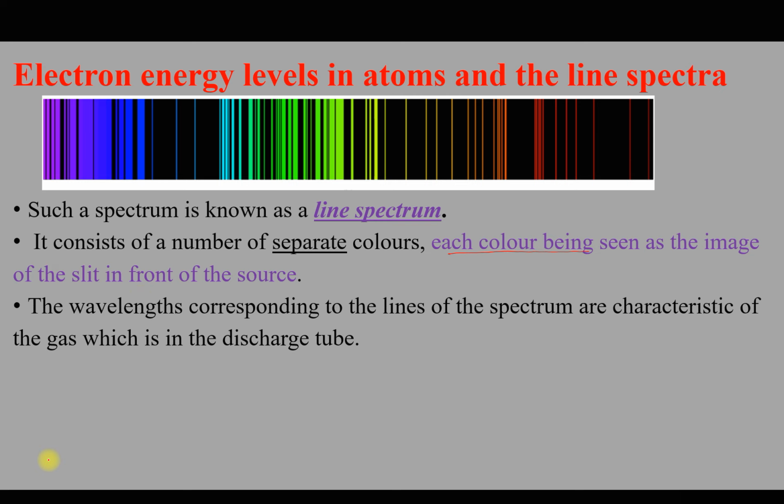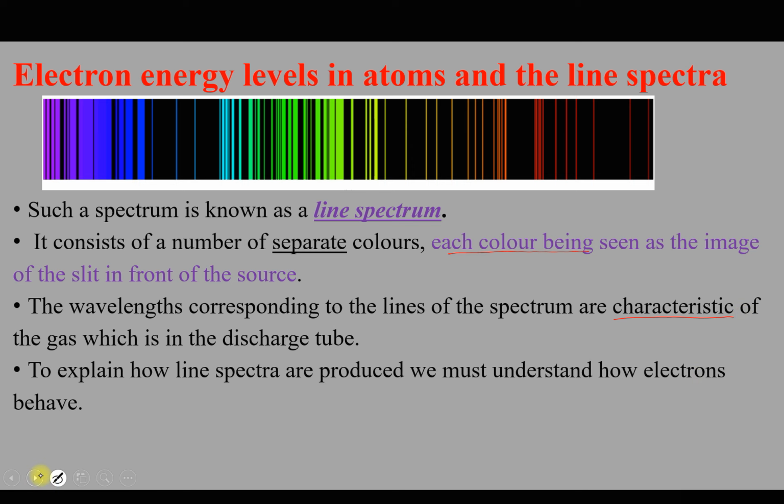The wavelengths corresponding to the lines of the spectrum are characteristic of the gas which is in the discharge tube. So the wavelength of these lines is not going to be the same if the gas in the discharge tube is, say, argon. The wavelength of the lines seen on the screen is characteristic of the gas in the discharge tube, so it depends on the gas. Then how do we explain this?